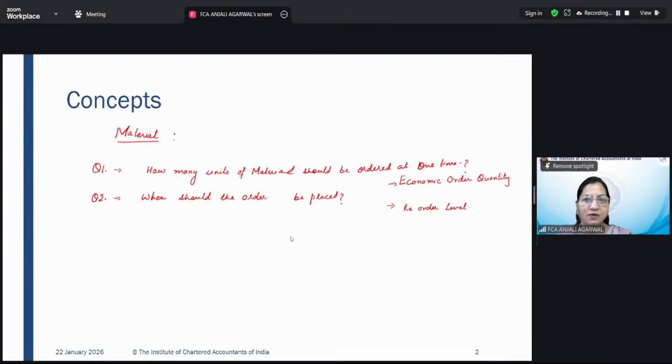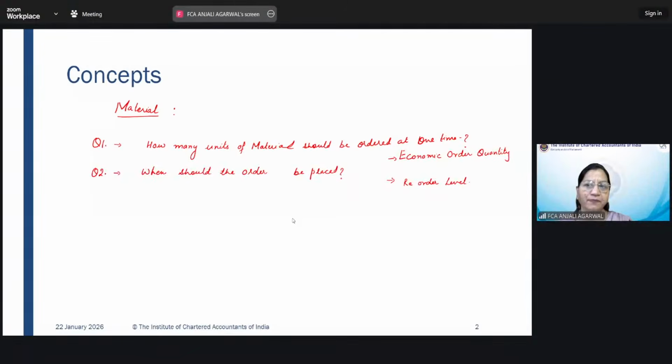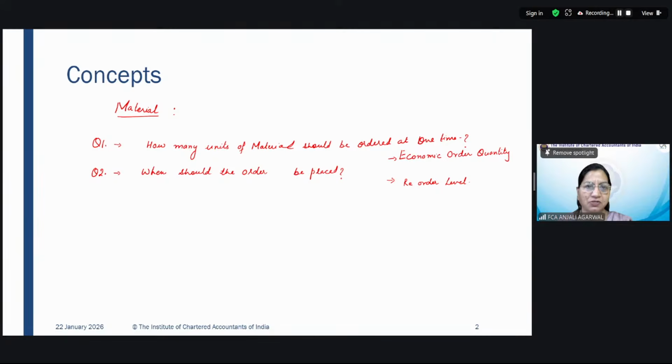The raw material order should be placed in such a way that the time it is just about to come is the time when you need it. So that much quantity should be ordered. And when should it be ordered? So that by the time it is received, your work is not stopped. There's no stoppage of work because of a shortfall in the availability of raw material.